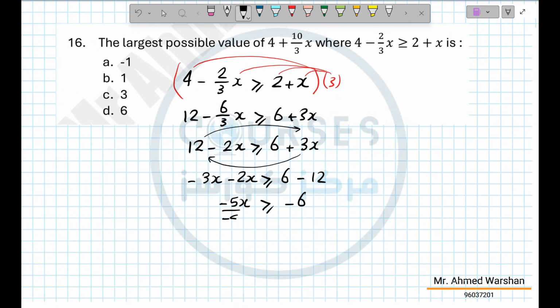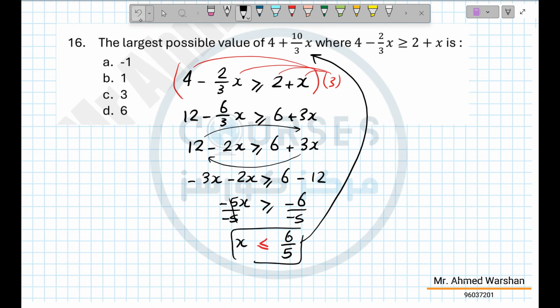6. Divide by negative 5, divide by negative 5. This is going to cancel. Don't forget that we divided by a negative, so we have to change the inequality sign. So x will be less than or equal to 6 over 5. Okay, x is less than or equal to 6 over 5. It means 6 over 5 is the largest value of x. So we're going to take this and substitute it back in here.